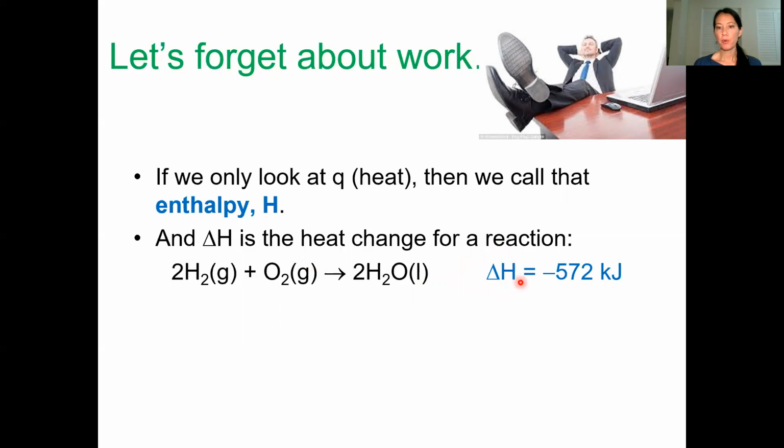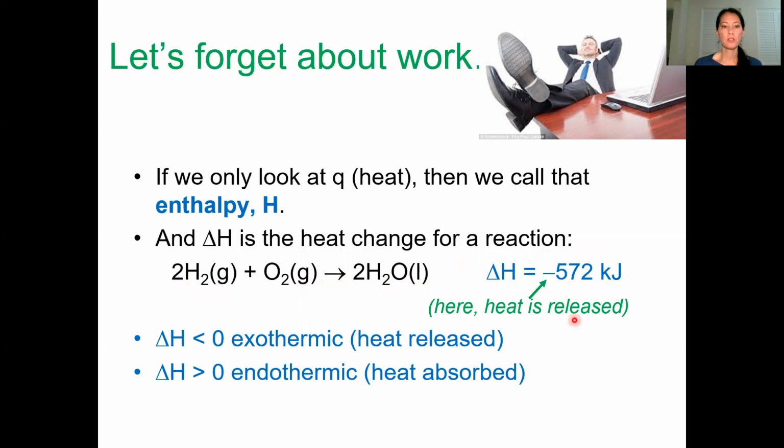We give that number, a delta H, based on the equation written, with the stoichiometry written, and it gets a number. Here it's negative, so we know it's exothermic, and it gets a unit. In this case, it's kilojoules. So here heat is released, exothermic. Just to remind you, a positive delta H is endothermic and heat is absorbed.